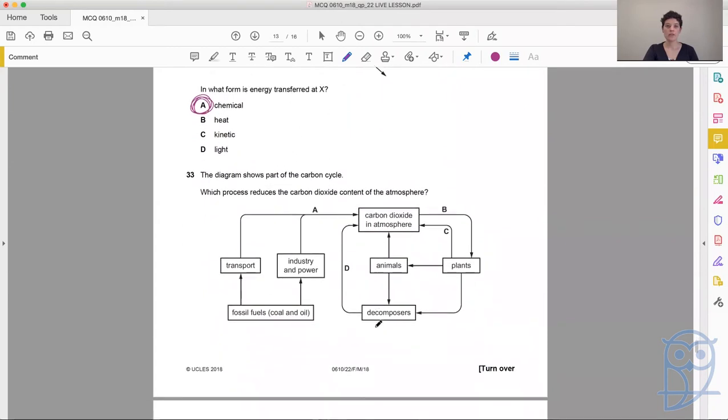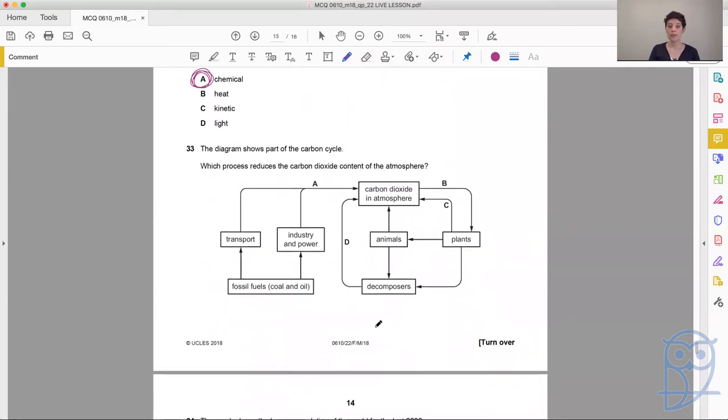Question 33. The diagram shows part of the carbon cycle. Which process reduces the carbon dioxide content of the atmosphere? So we've got fossil fuels going through transport and industry and power. We've got animals and plants and decomposers. And from all of those, you can see the arrows are coming in to carbon dioxide in the atmosphere. So all of those are increasing carbon dioxide in the atmosphere. So in order to decrease, we need to take carbon dioxide out of the atmosphere. We need carbon fixation, and that is then B.